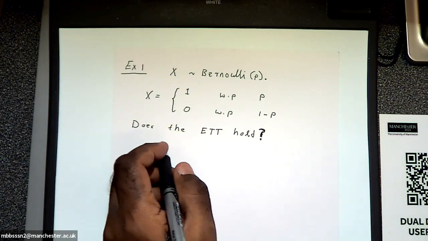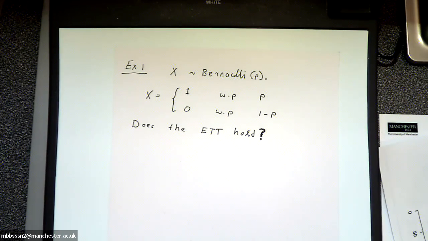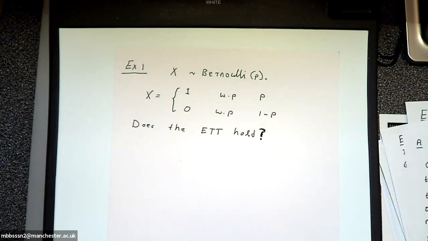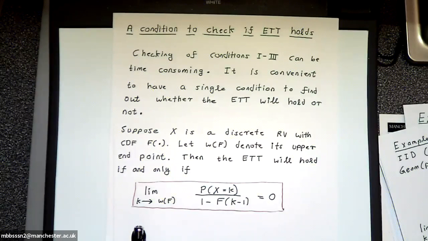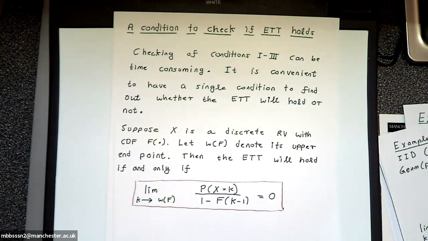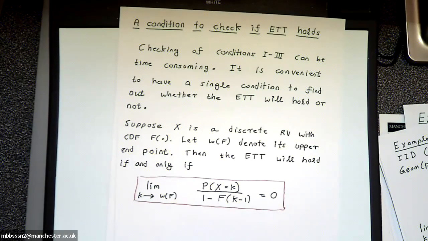You may recall a few minutes ago I told you what to do in this case. In order to check whether the extremal types theorem holds or not, you need to check a condition, and this is the condition that you need to check. This one here. If the limit is 0, then the extremal types theorem will hold, and if it is not 0, then it will not hold.